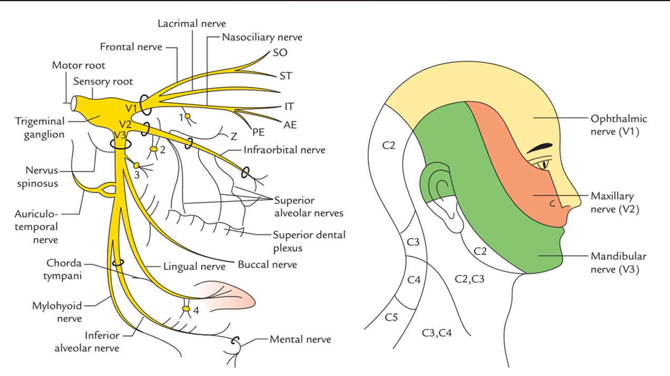Now the facial nerve. This is the trigeminal nerve. Okay, so these are the branches of it: superior alveolar nerve, superior dental plexus, buccal nerve from the facial, and so on.